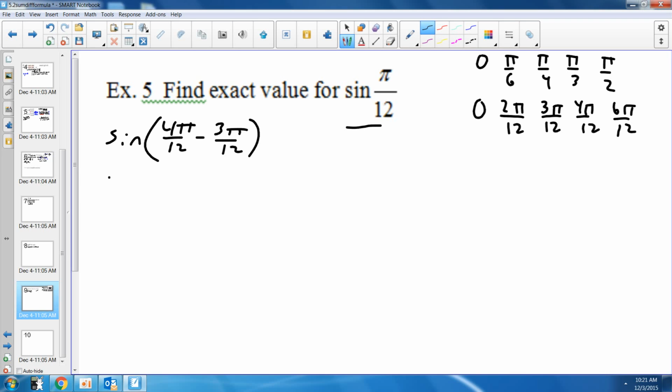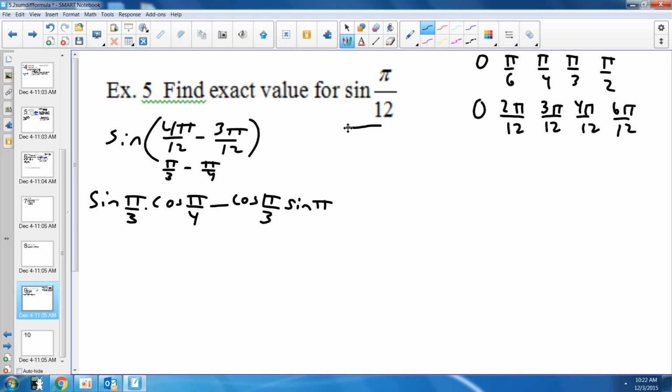I plug it into the formula, sine, and I can use these, or I could use, this is probably easier, pi over 3 minus pi over 4 now. So this is sine pi over 3 times cosine of your b, which is pi over 4, minus cosine pi over 3 sine pi over 4. It's using the sine and cosine in different ways. Then you would go to your table and get values off.